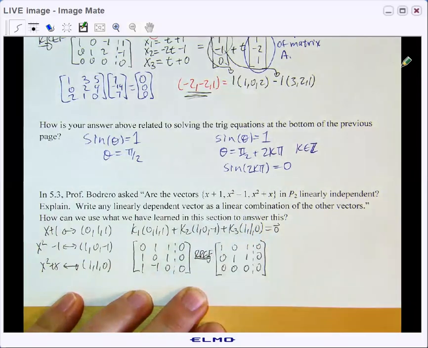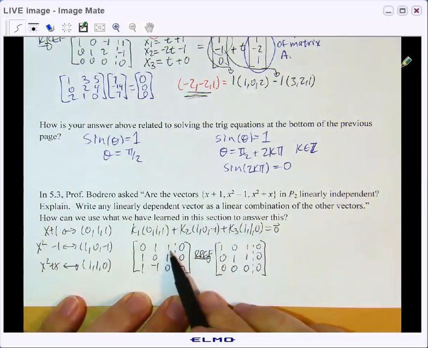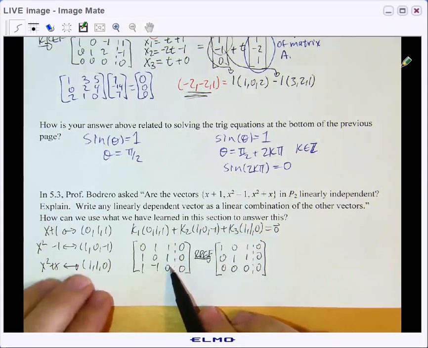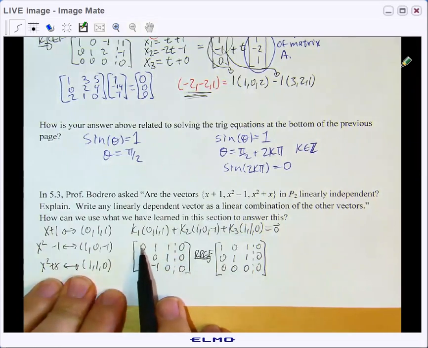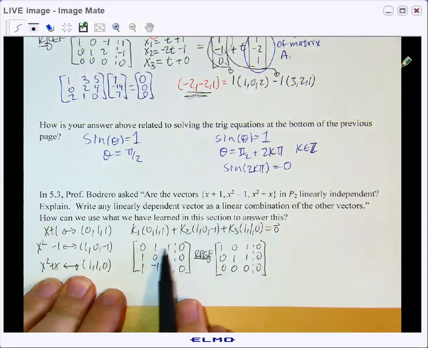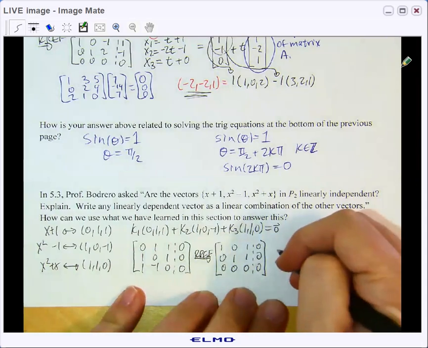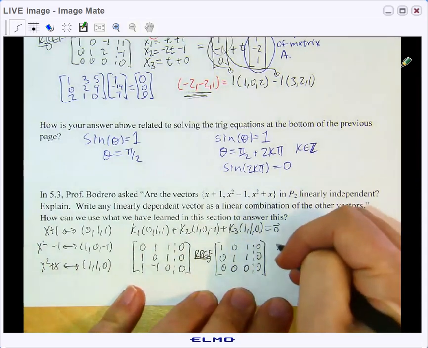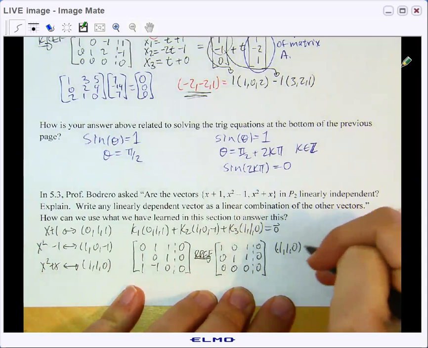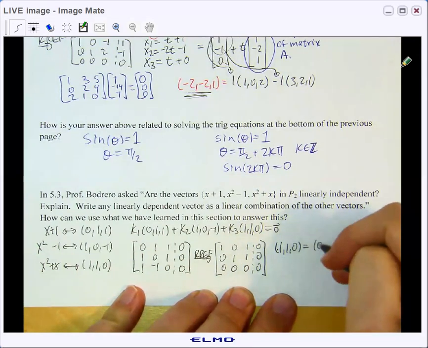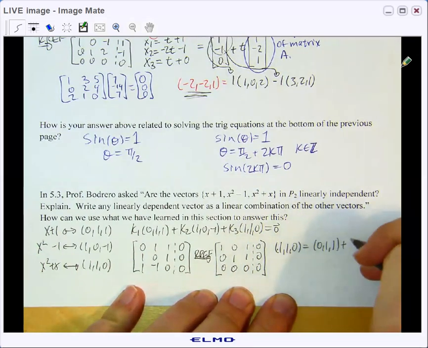And why does that make sense? Well, to make the 1, 1, 0 vector, I could take one of these plus one of those, and check it out. So 0 plus 1 is 1, 1 plus 0 is 1, and 1 minus 1 is 0. So that tells me that the third vector, 1, 1, 0, is equal to 0, 1, 1 plus 1, 0, negative 1.